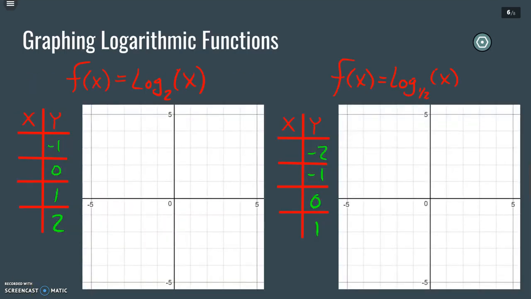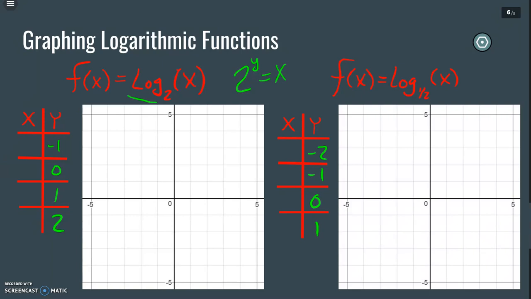So if we examine logarithmic functions, we're really just doing an inverse of exponential functions. This log base 2 right here is really just talking about what happens when we take 2 to an exponent. What are we actually working with?